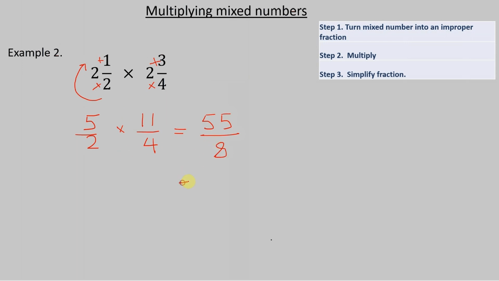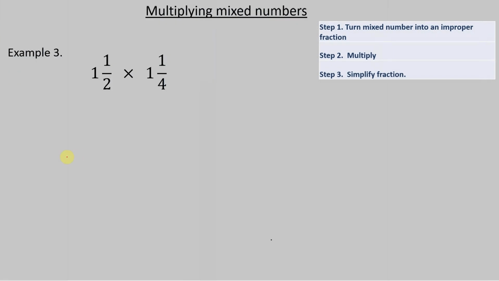And the next step is to simplify. So basically, how many 8s in 55? It goes in 6 times. It's 48, remainder of 7, so that'll be 7 over 8. And next example.